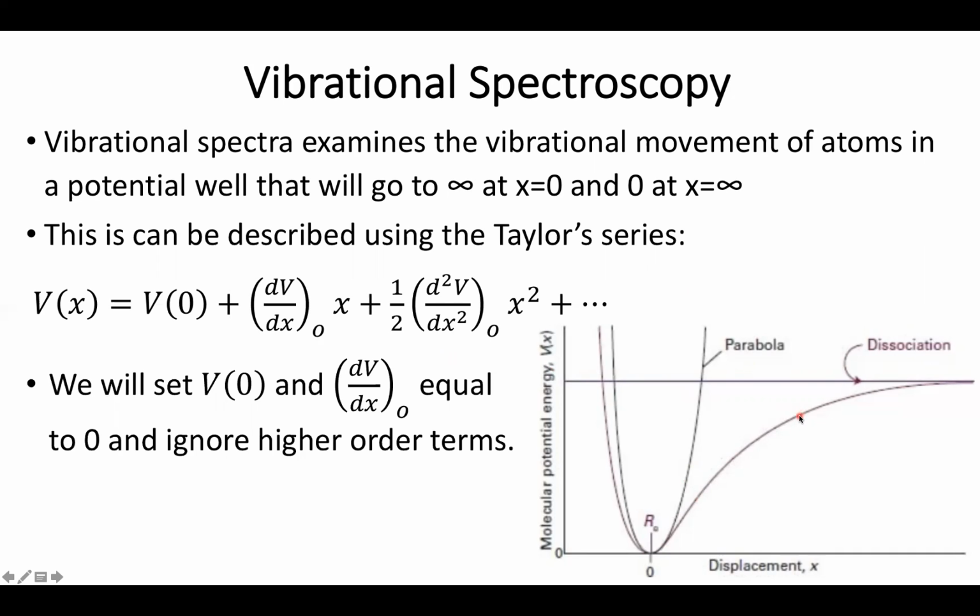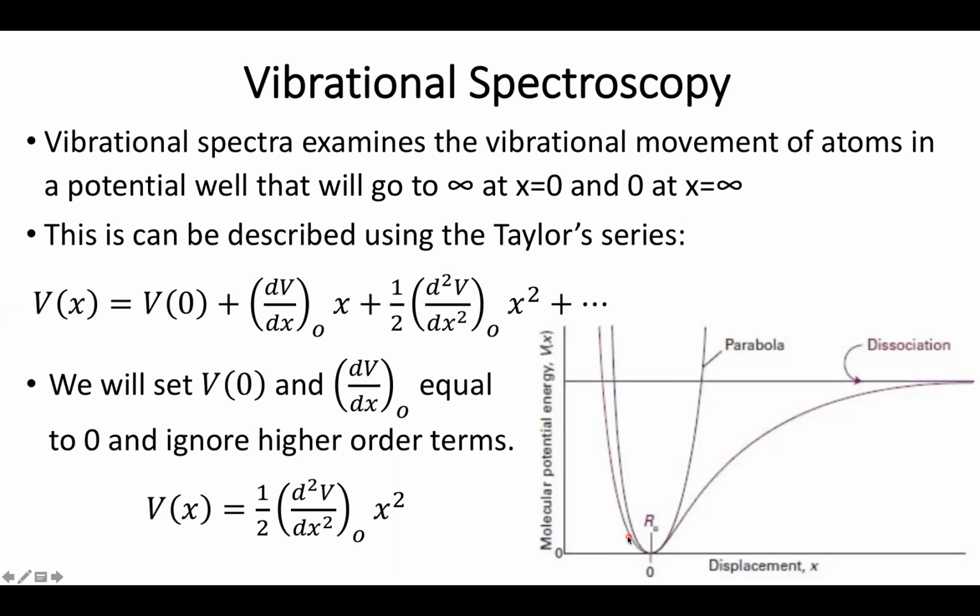So this means that we're going to do a very poor description of the potential far away from the bottom of the well. But by focusing in on this second order term, we're going to actually do a pretty decent job of describing systems that are fairly close to this equilibrium bond distance.